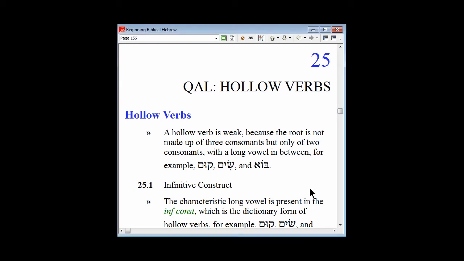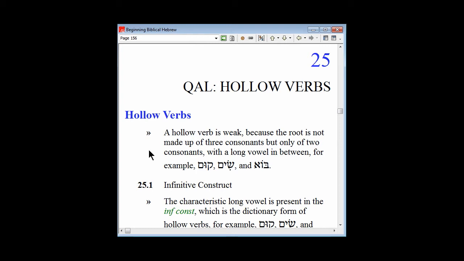This is an overview of Futato chapter 25, and as you can tell, the chapter covers hollow verbs in the Qal stem. Now, as Futato comments here in the first paragraph, a hollow verb is weak because the root is not made up of 3 consonants but only 2 with a long vowel in between. So that is the definition of a hollow verb.